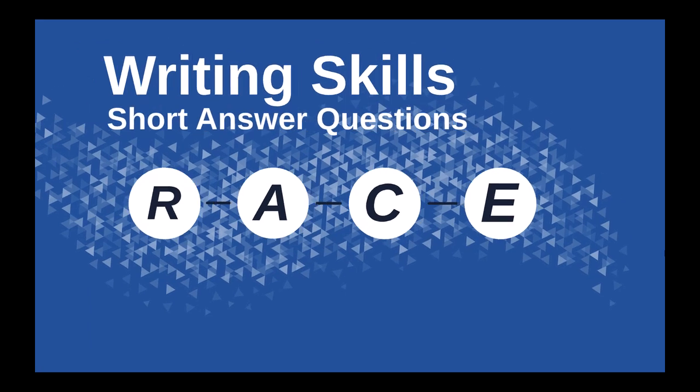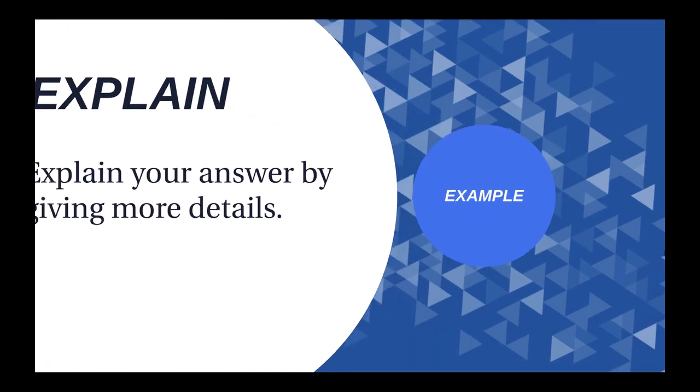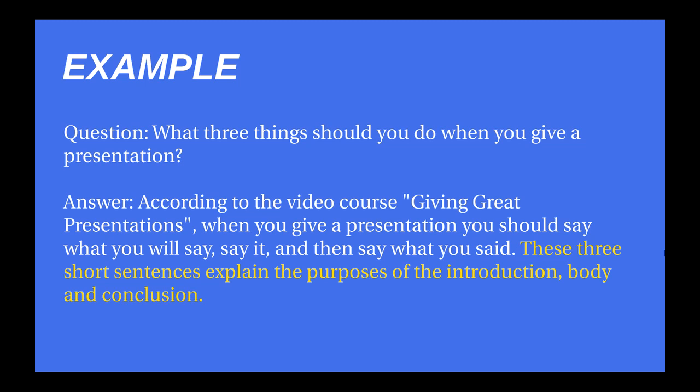And finally, the E. E is to explain. Explain your answer by giving more details. This is a part that students often forget. Make sure that you're not just answering the question, but you're explaining your answer. You're giving more details. In our example, the last part here, these 3 short sentences explain the purposes of the introduction, the body, and the conclusion. They give us more information. This last sentence gives us more information about the answer.